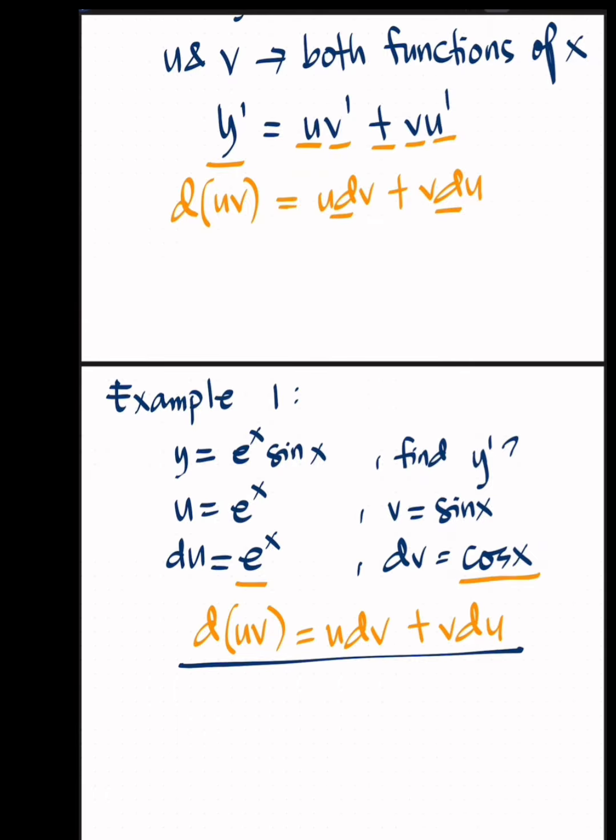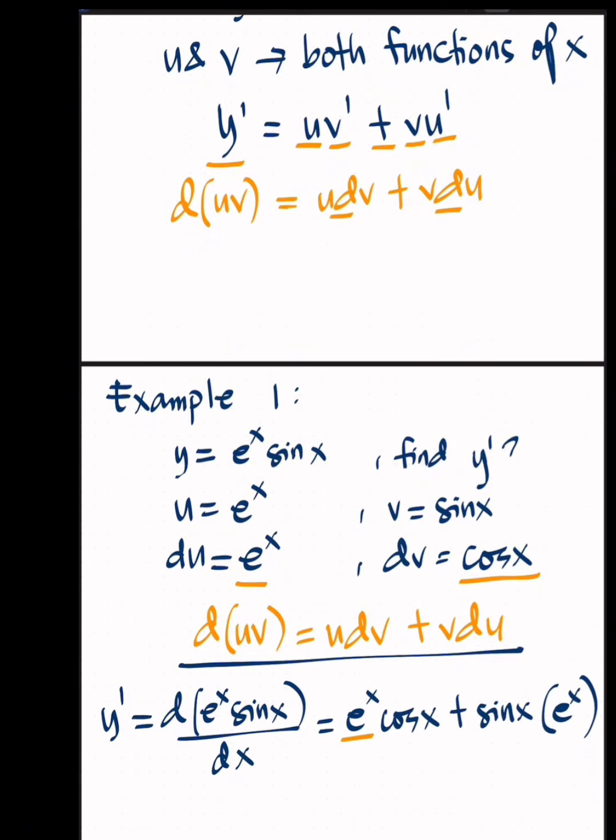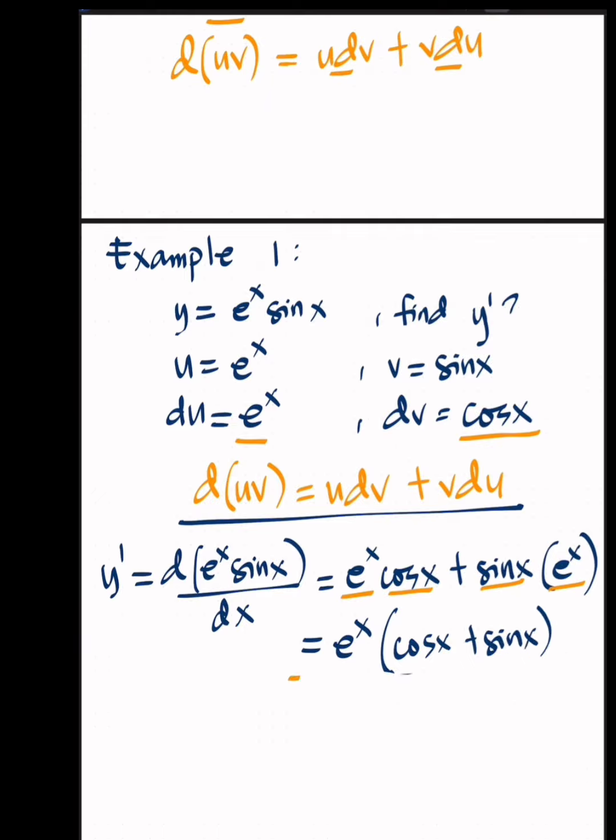Now, using the product rule and by substitution, y prime, or the derivative of e raised to x times sine x with respect to x, is now equal to, so we have u equals e raised to x, and dv equals cosine x, while v is sine x, and du is e raised to x. So the final answer now is e raised to x times cosine x plus sine x.